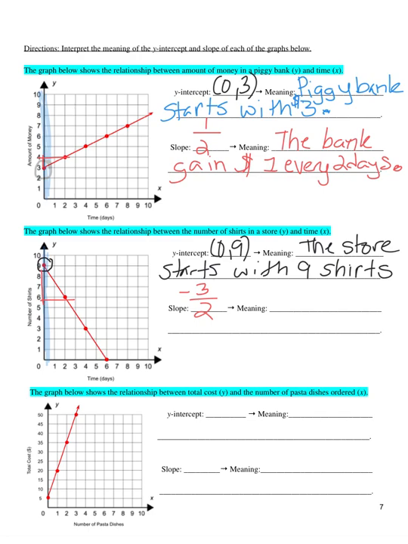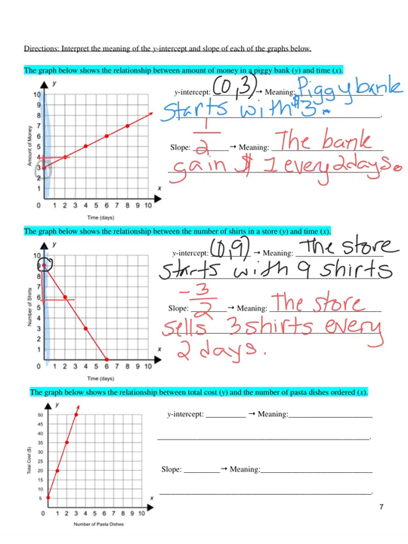So let's see, let's write that down. The store sells 3 shirts every 2 days. I know I'm trying to keep these to 10 minutes or less. Sorry, guys. I'm going to fly through this one, and then you'll do the next 3 on your own.